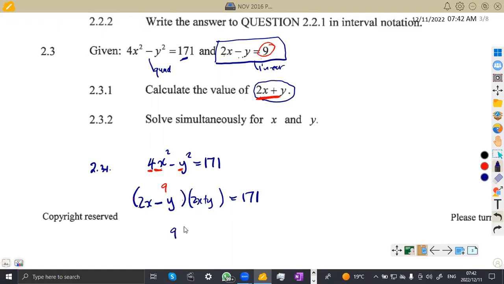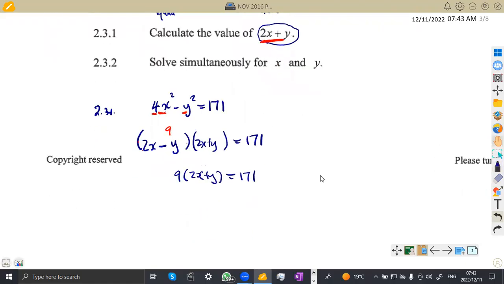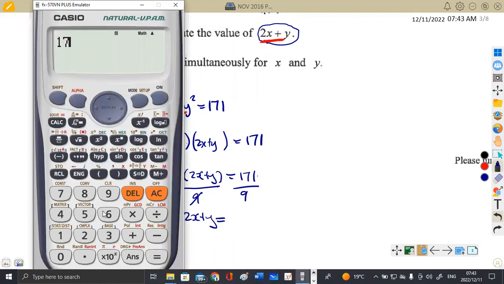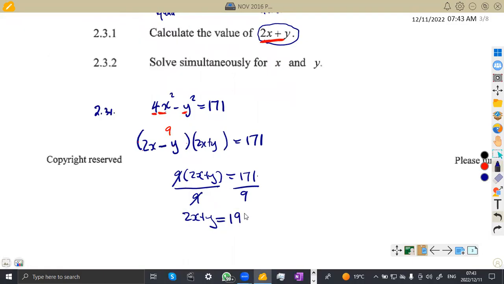So it is going to be 9 into 2x plus y is equal to 171, which is the same thing as what we had. So to find the value for 2x plus y, what we simply need, guys, is to divide by 9 both sides because 9 is multiplying the bracket. So 2x plus y is going to be equal to 171 divided by 9, which we can simplify from our calculator. 171 divided by 9, that is 19. So 2x plus y is equal to 19.